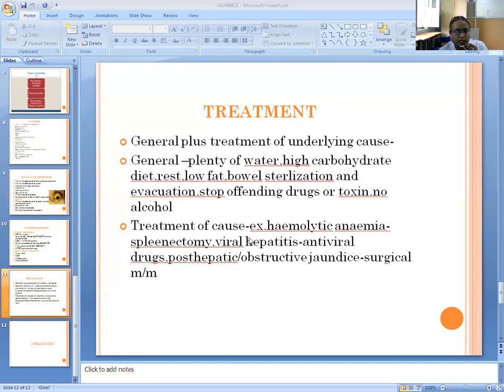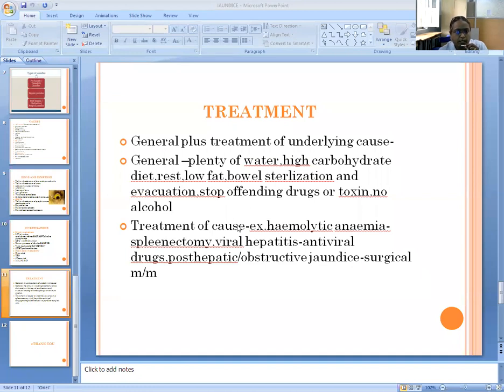And treatment of the underlying cause, that means treatment of hemolytic anemia, which includes splenectomy, treatment of viral hepatitis with antiviral drugs, and treatment of obstructive jaundice, which is always surgical. You have to remove the obstruction, remove the calculi, correct the stricture, remove the mass, etc. Obstructive jaundice is a surgical case.